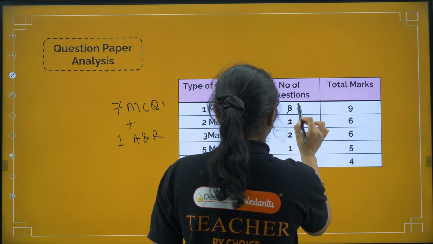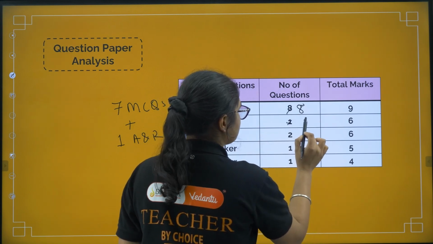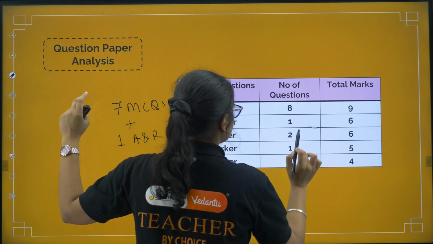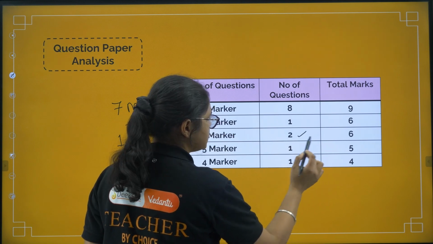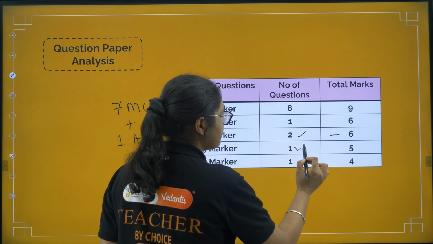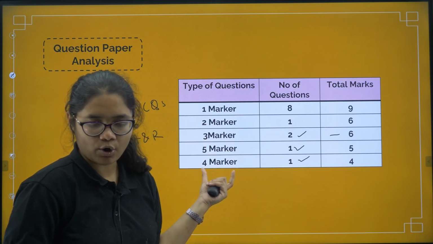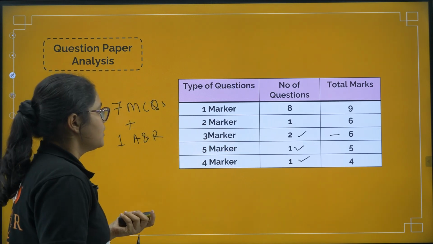Here we have 8 MCQs, that is correct. In 2-marker we'll have 1 question. In 3-marker you will be having 2 questions which will account to 6 marks. 5-marker 1 question and 4-marker 1 question. You will be having OR option in this 5-marker and 4-marker questions.